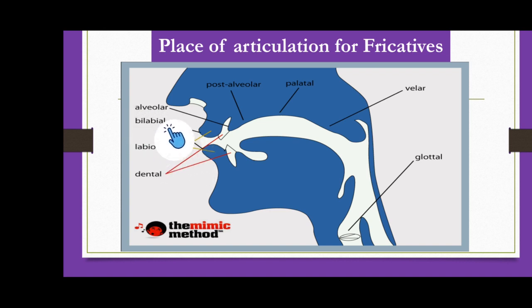And here we have alveolar. The alveolar ridge comes after the part of your upper teeth. And then here we have the post alveolar area, which comes after alveolar. And here we have palatal, which comes after post alveolar. And here we have velar, which is also known as soft palate. And here we have glottal sound. It is the area between your vocal folds. We have only one glottal sound in English phonology, and that is h.